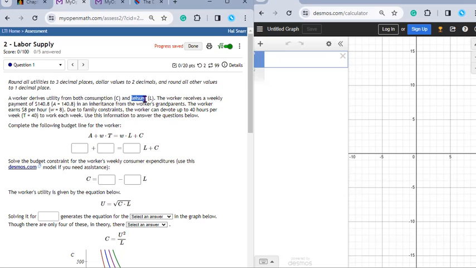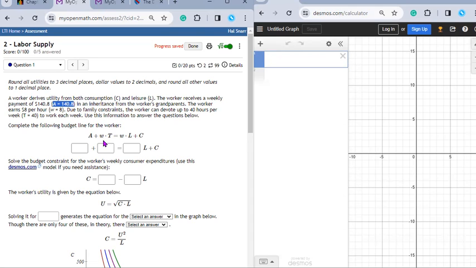Now this person can either work so they can afford a lot of consumer goods, or they can have a lot of time off. Leisure is the amount of time not spent working. Now, this worker receives a weekly payment of $140.80, and we call this in labor economics an allowance. So the allowance is some fixed amount of money.